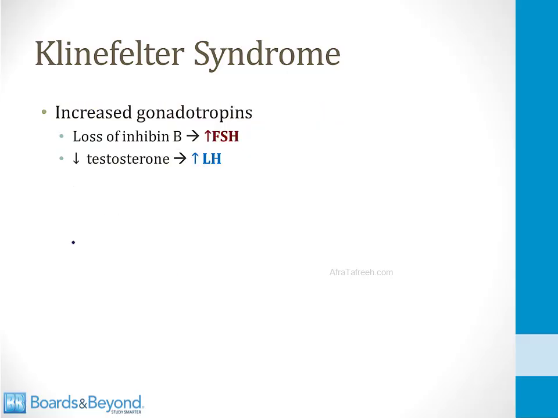Because the testes are hypoactive, the levels of gonadotropins coming from the pituitary gland will increase. So there will be low levels of inhibin B coming from the testes. This will lead to high levels of FSH from the pituitary. There will be low testosterone from the testes. This will lead to high levels of LH coming from the pituitary.